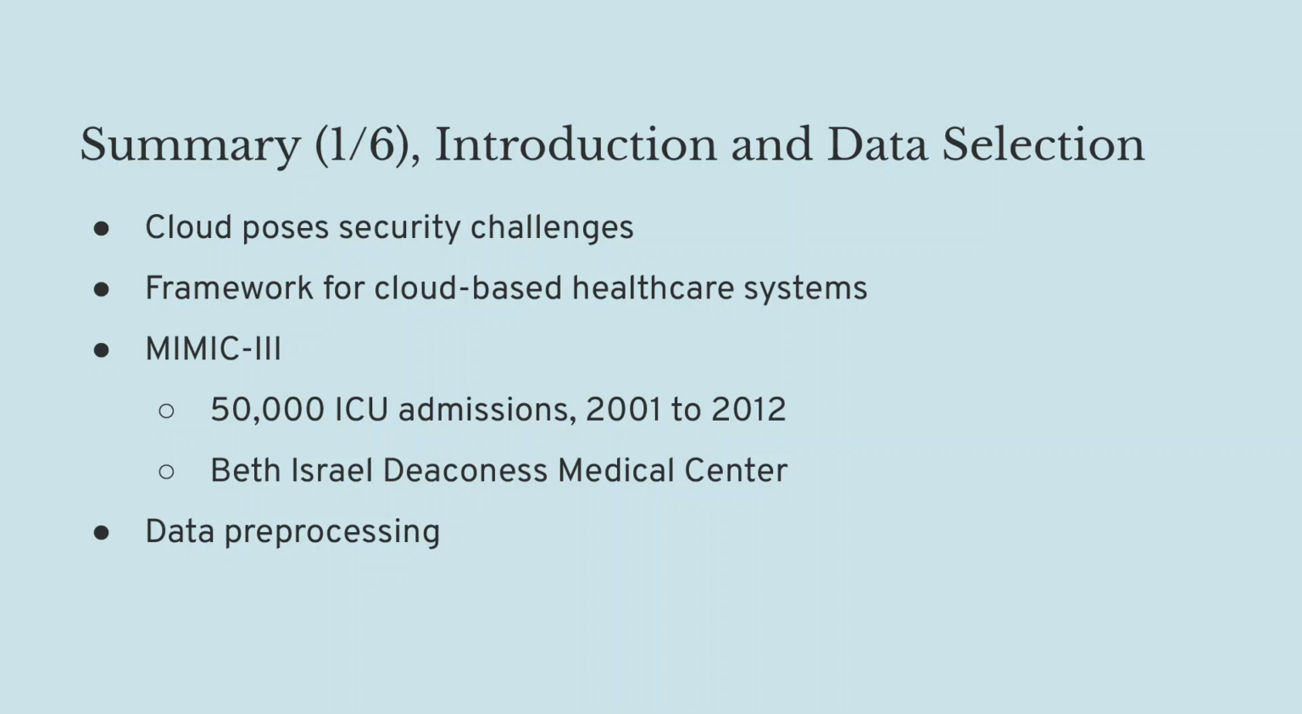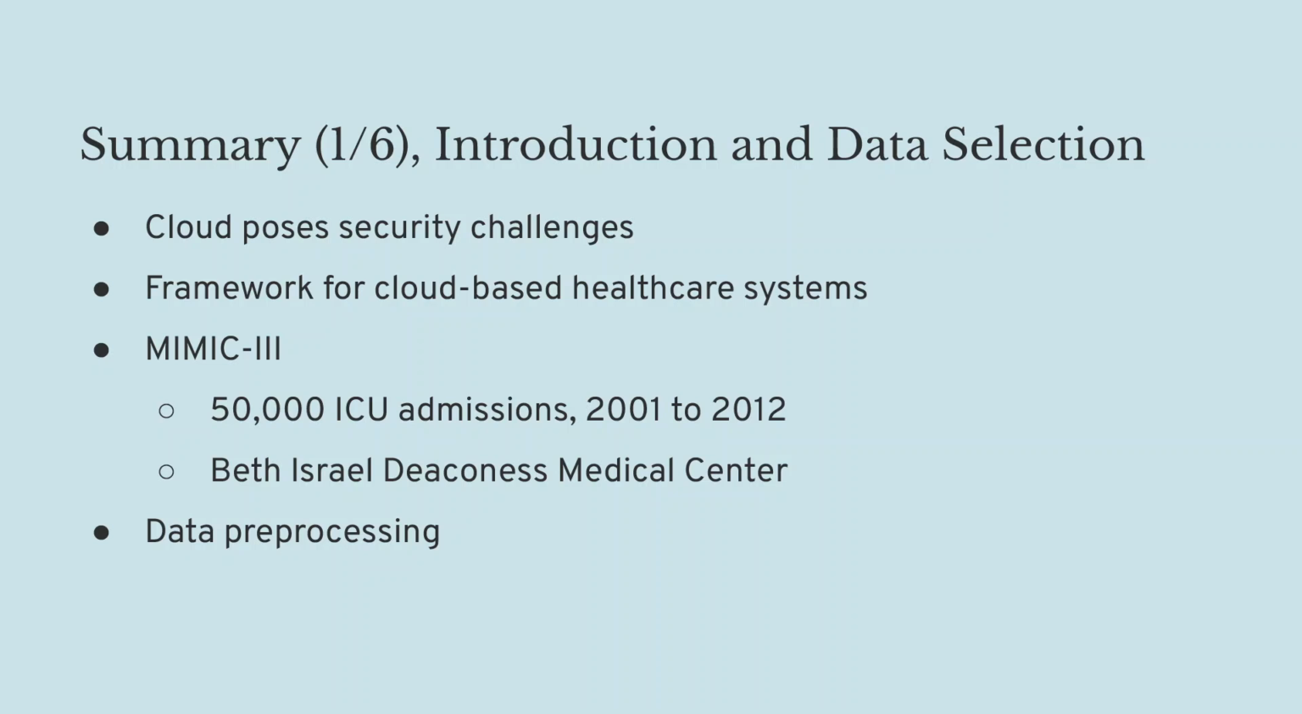This paper presents a framework with the goal of improving security and reducing delays in cloud-based healthcare systems. Before creating this framework, however, the authors first compiled the data that they would be using in the testing phase later. They chose the MIMIC-3 dataset, which has records from about 50,000 ICU admissions between 2001 and 2012 from the Beth Israel Deaconess Medical Center.